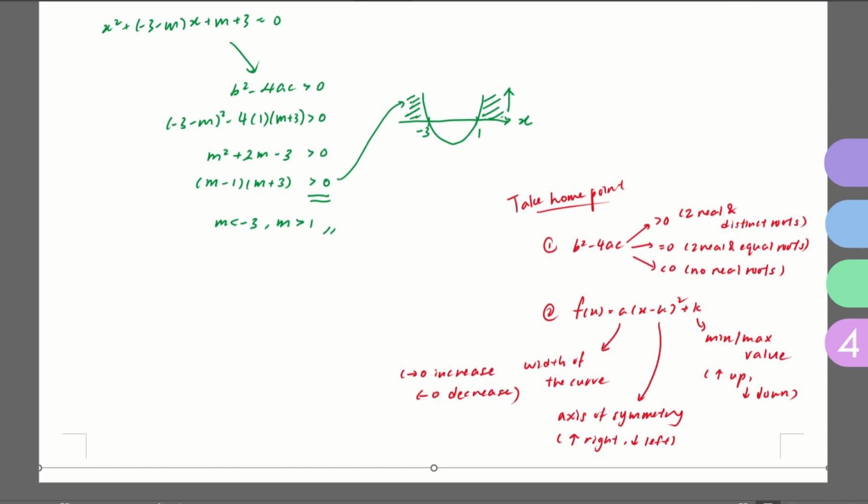And for the vertex form, it helps us to find the minimum or maximum point. So the value of a helps us to find the width of the curve. And when it approaches 0, it will increase, otherwise decrease. And for the value of h, it controls the axis of symmetry or the center line of the graph. So if it moves to the left, we need to deduct because it will decrease. And k represents the minimum or maximum value, so if it increases, the whole graph will move upwards, otherwise will go downwards.